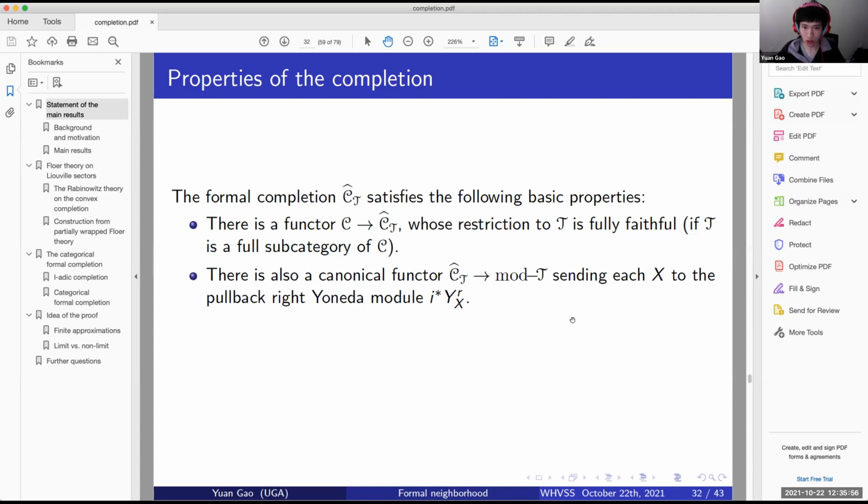And there's also a functor from the formal completion of C along T to the category of right modules over T, which sends each object X. So you want to understand X as an object of C, but it's presented as some kind of module over Z sub T op. But there is a Yoneda functor, the left Yoneda functor from T to the opposite category. And in fact, this functor just sends X to the pullback right Yoneda module of X.